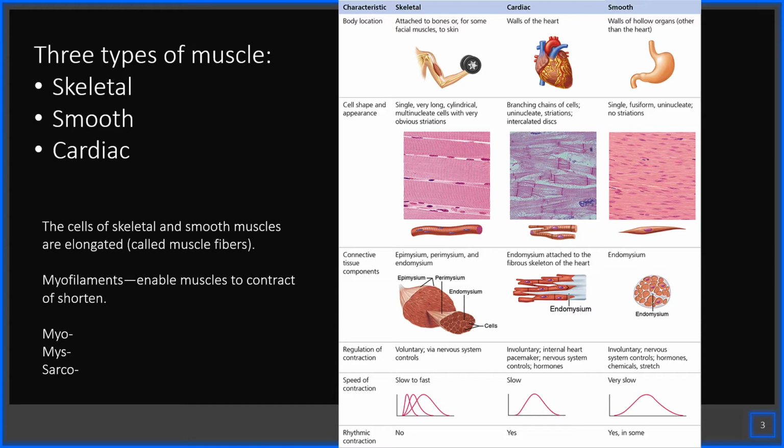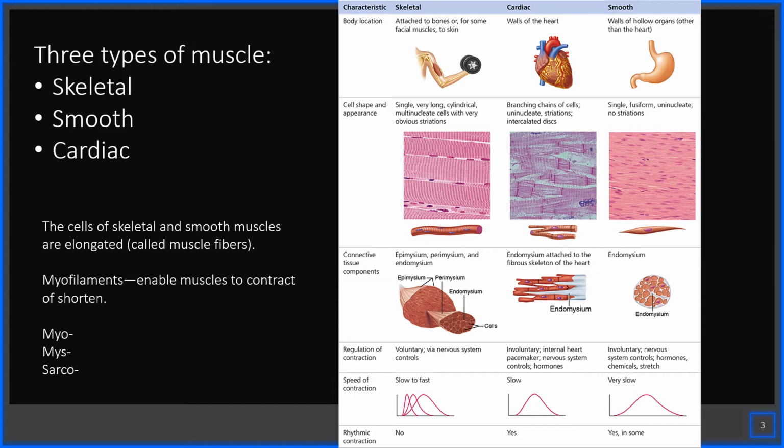Regulation of contractions. Skeletal muscle is voluntary. There are some movements that skeletal muscle will make based on the nervous system, so things like your reflexes, but for the most part, it's voluntary. Cardiac and smooth muscle are both involuntary. As I've said before, we want those cells of the heart to be involuntary. We don't want to have to think, oh, my heart needs to beat. We don't want to think, oh, my stomach and my intestines need to digest. We want those things to be involuntary.